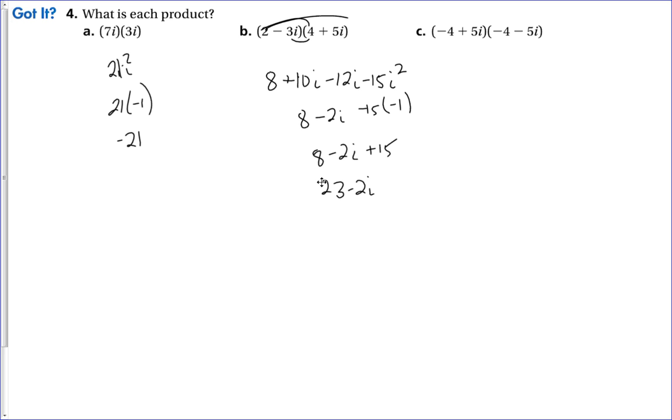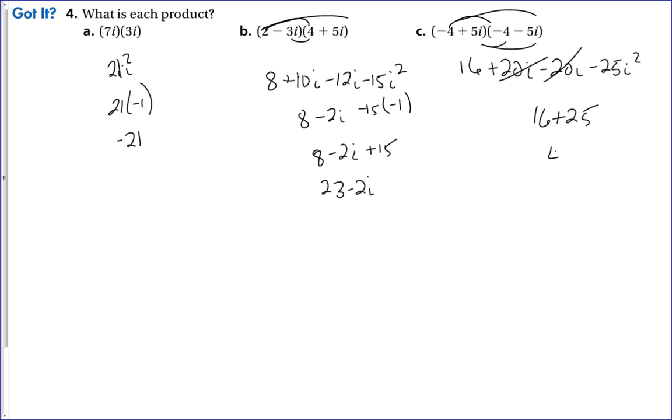And then the third one here, that's positive 16, I'm sorry. That is positive 20I. That is negative 20I. And this is negative 25I squared. These cancel. This becomes 16 plus 25, which is 41. Because remember, that's negative 1, so negative times negative is positive 25. Bring down the 16, the 20s cancel. So your final answer there is 41.